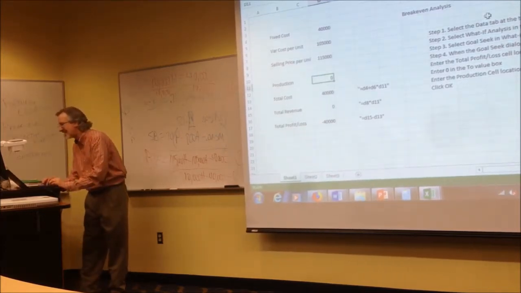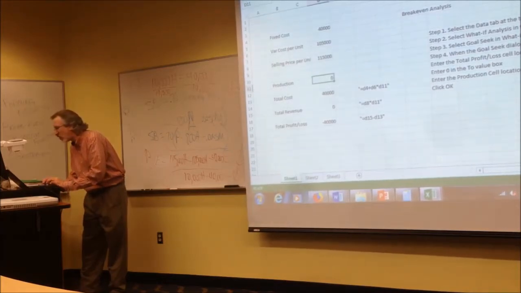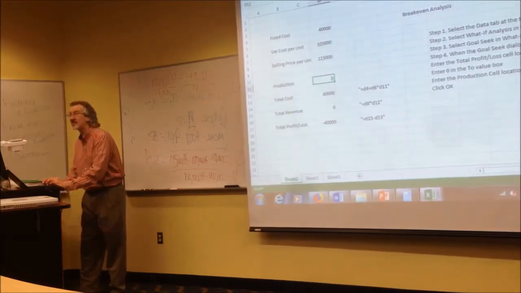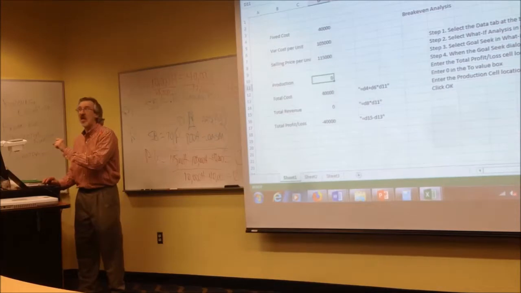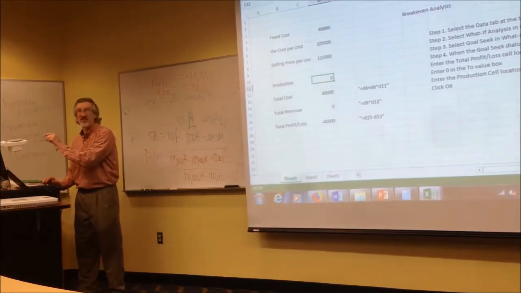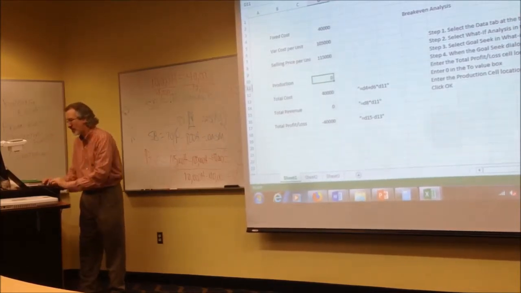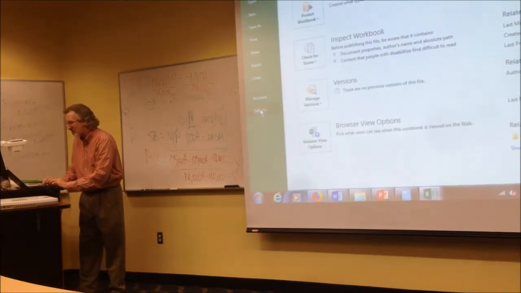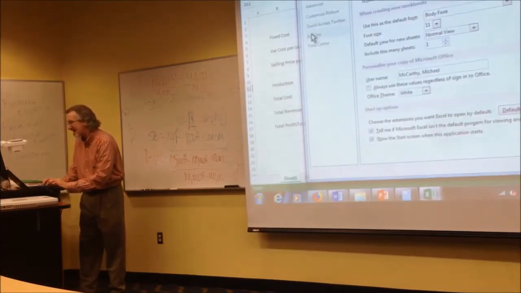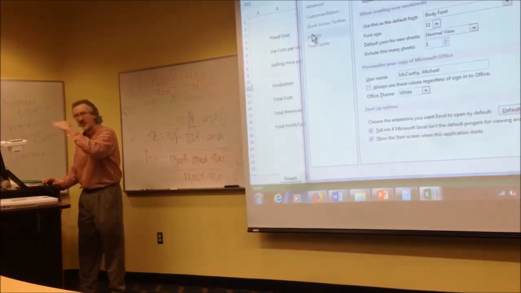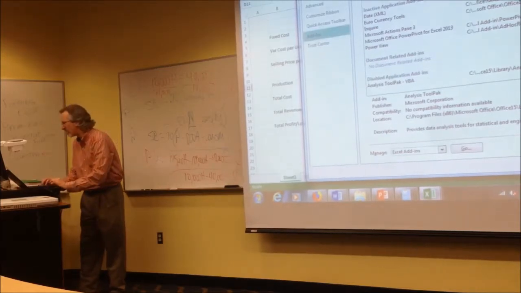Step 1, select the data tab, right there at the top. Step 2, select what if analysis. Where is what if? There's analysis right there. If you don't have what if analysis, go to your Excel help, put install what if analysis. It'll give you a little thing how you go file, options, add-ins right here. You just follow it step by step and get that if you want it.